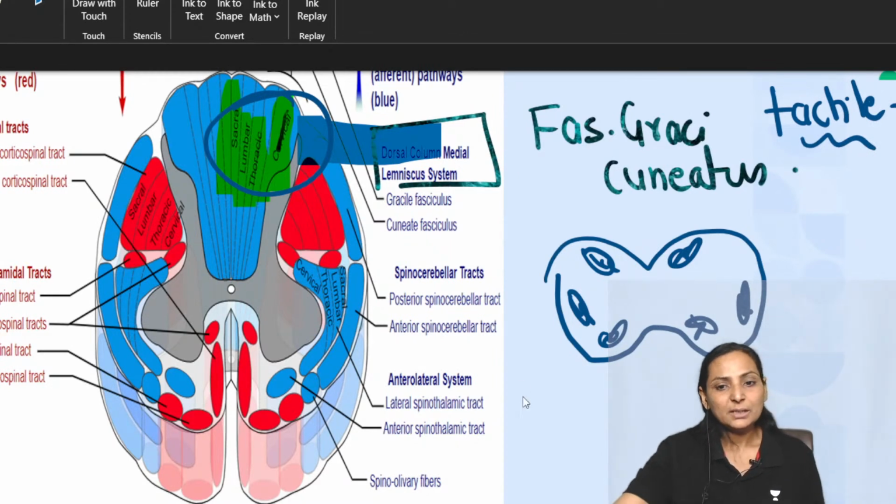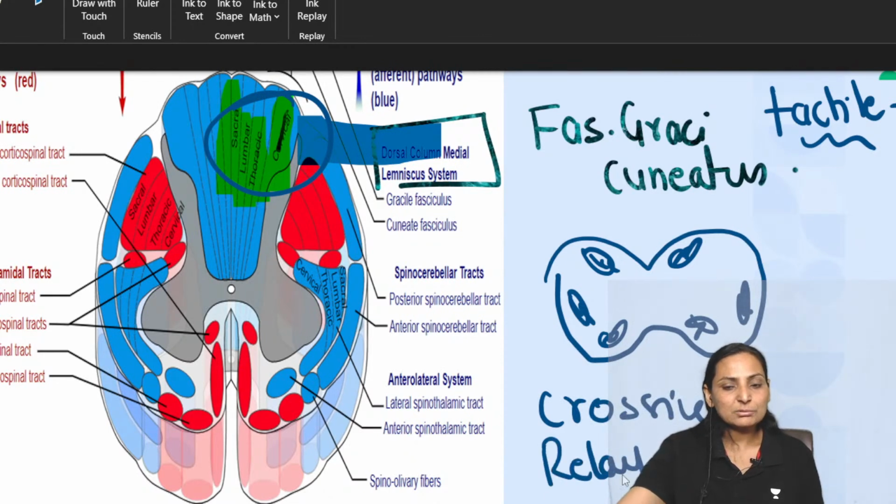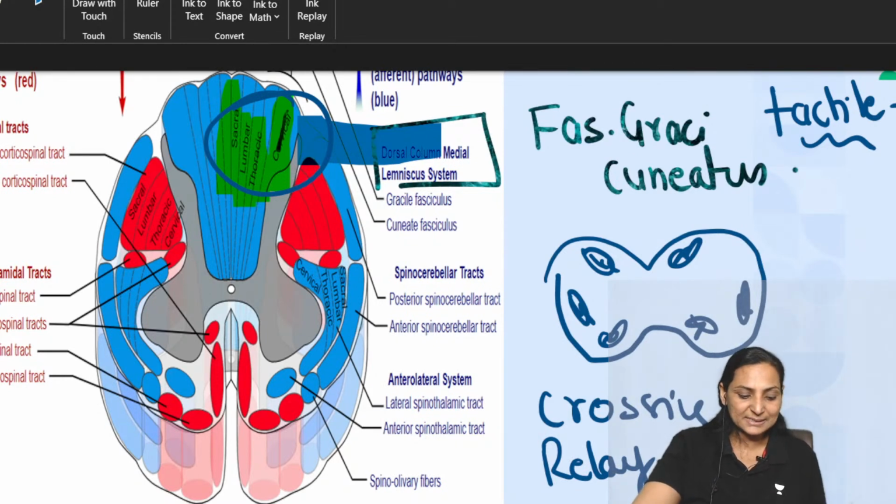Another important thing, please study the crossing and the difference in the relay station of your anterolateral column and your fasciculus gracilis and cuneatus, which becomes the basis of the Brown-Sequard syndrome, or the hemisections of spinal cord. So now I cannot complete it, but definitely I'll try to cover it some other time.